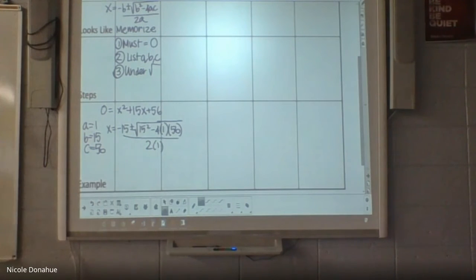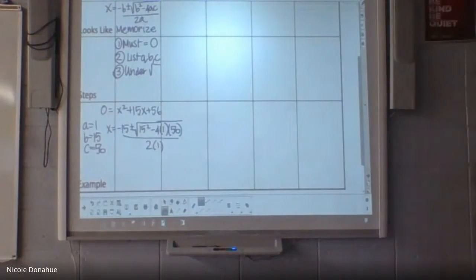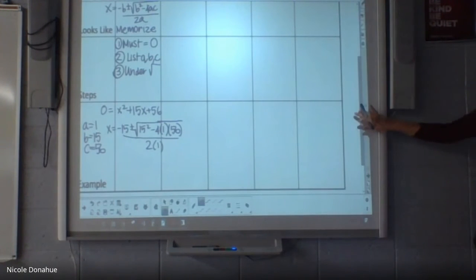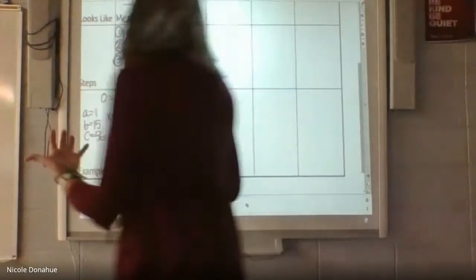The whole backside is blank, so if you can't write small, you can always flip it over. So we're gonna simplify underneath the square root first. I'm gonna do 15 squared, and then 4 times 56, and I'm gonna subtract those two.